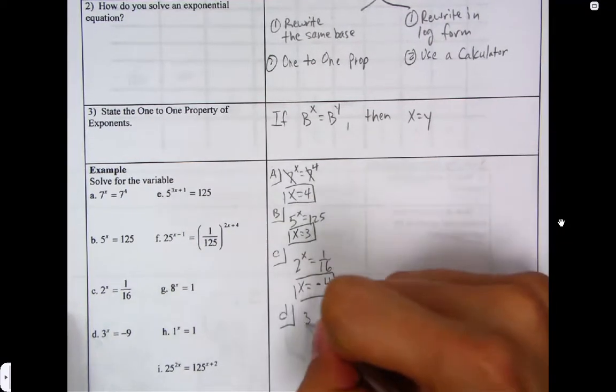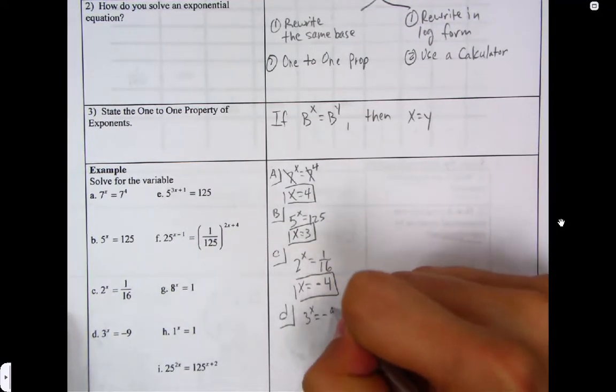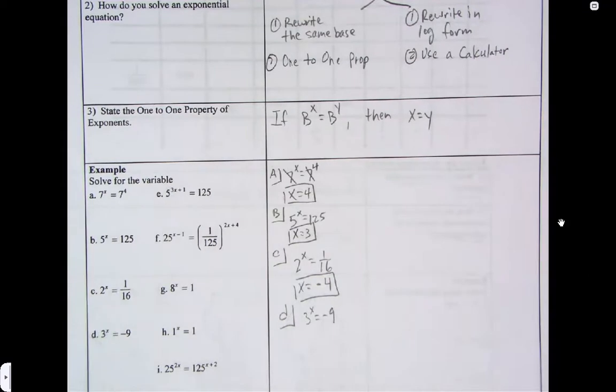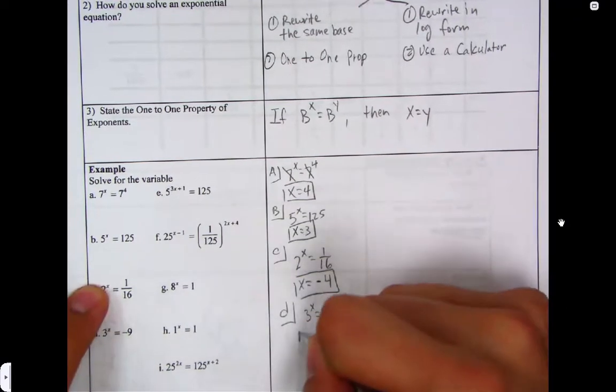D, 3 to the what power will give you negative 9? Well, I'm thinking maybe 2, but 3 squared is 9. I'm thinking negative 2, but that just makes it a fraction, 1 over 9. So actually this one has no solution.